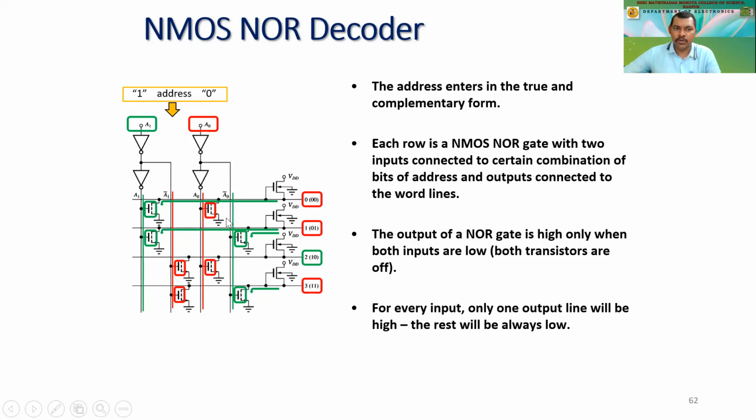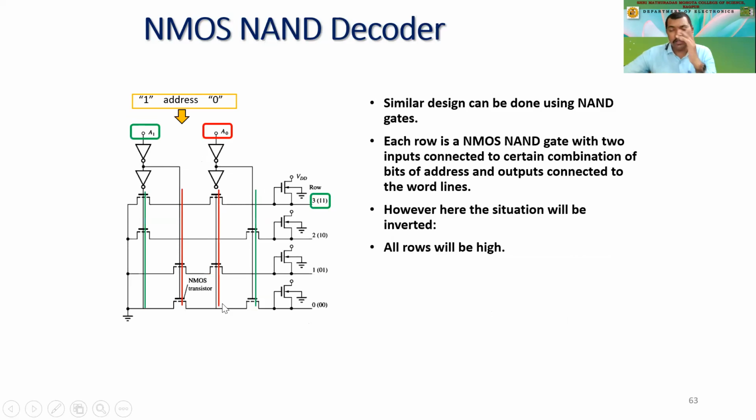So the direct line is given over there. Accordingly, that particular line is on. Other lines are switched off, so they are low, right? So the data from that particular line will be taken or written accordingly, but the other data will remain as well. Similarly, we can have the NMOS NAND decoder also.